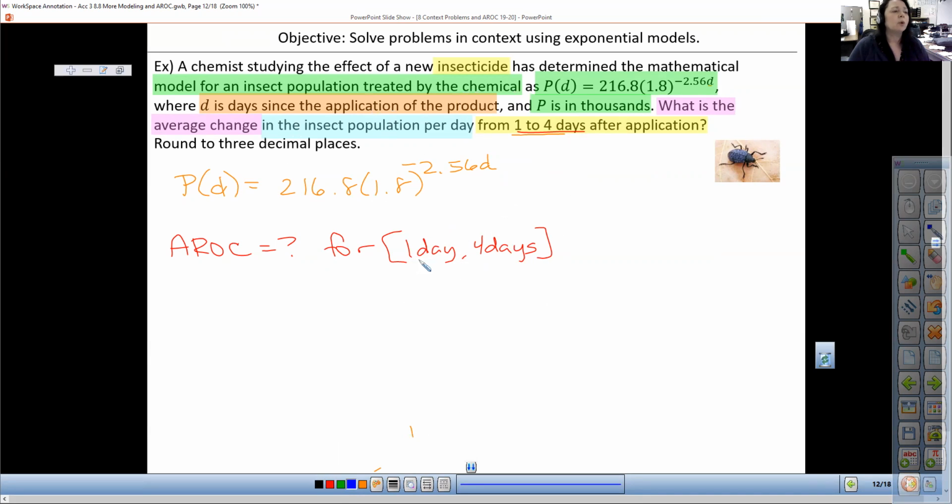So now remember, once we have our interval and we know what we're looking for, then it's a matter of calculating the y values that go with each of these d values. So this is a d value, this is a d value. So we need P of 1. So that is 216.8 times 1.8 to the power of negative 2.56 times 1. And we need P of 4, which is going to be 216.8 times 1.8 to the power of negative 2.56 times 4.